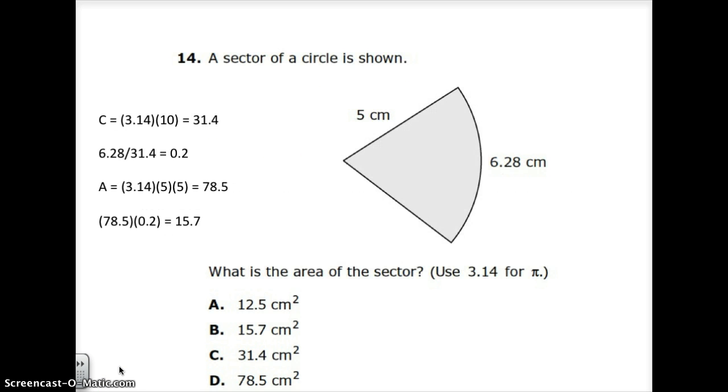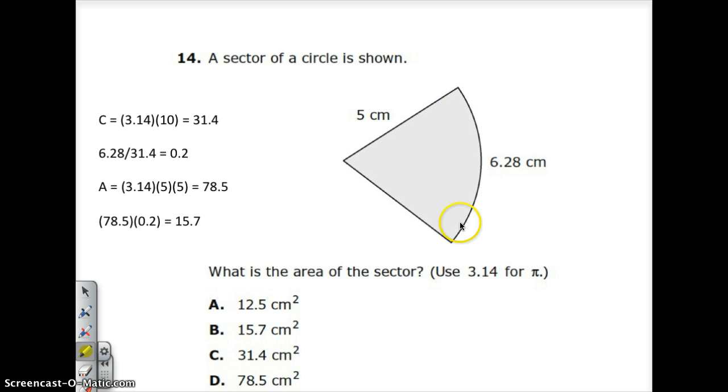Last problem is one that we pulled from the MCA practice test from a few years ago. It says a sector of a circle is shown. We can see that we have a radius of 5 centimeters and an arc length of 6.28 centimeters. So some of these numbers are going to look familiar because we're working with a 5 centimeter radius and we just worked with 5 units.